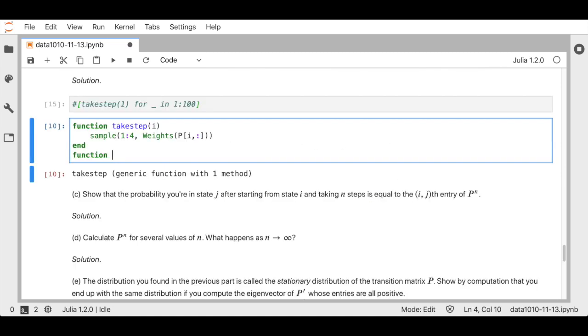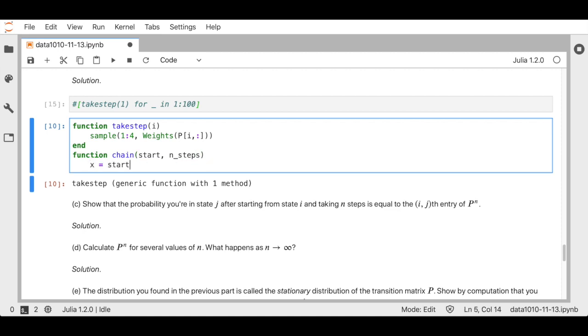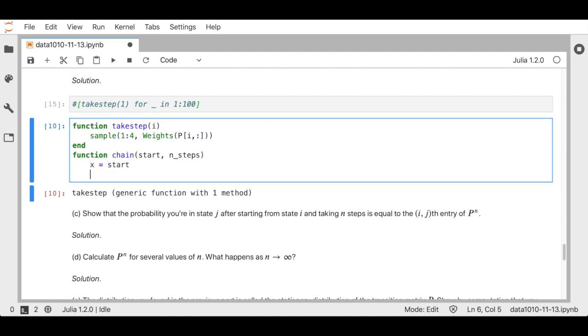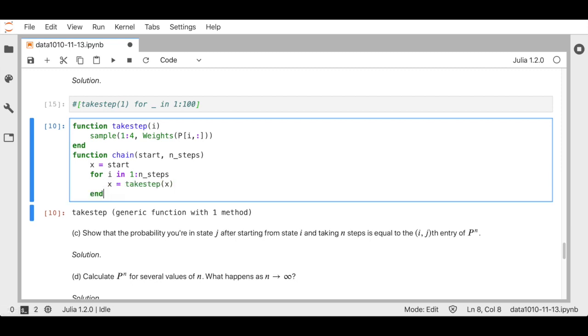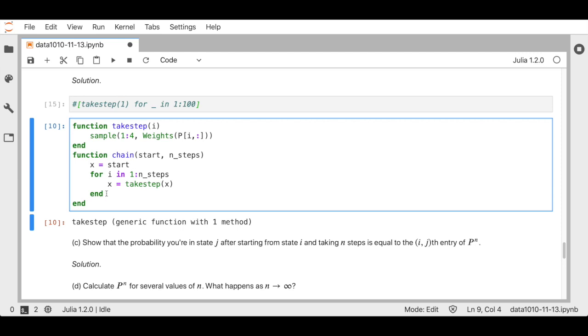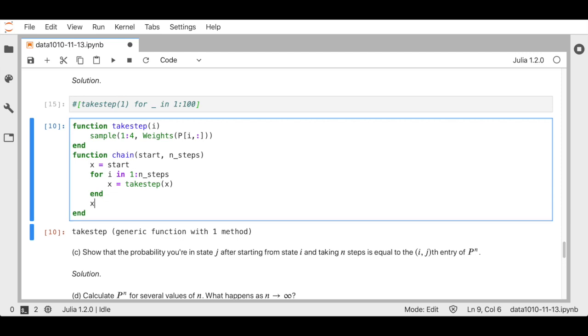Now let's define a function which actually performs this random walk. We'll call it chain, and it needs a starting node and then a number of steps to take. So we'll let X be our current node. We'll start it at start, and then we'll repeat this process of taking a step. We'll take a step from where we are, and that will be our new state. So we'll assign that to the variable X. And we could keep up with our whole history, but that won't be necessary here because we just want to know where we end up after n steps.